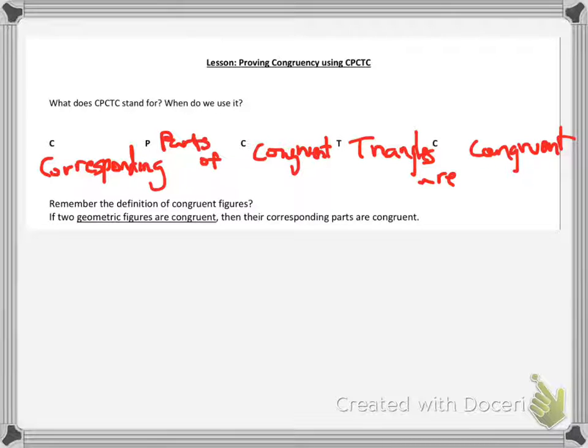And that's useful. If we can show that two triangles are congruent, then we can use that to say that a particular pair of sides or a particular pair of angles that we want to show are congruent are, because they're corresponding within the triangles that are congruent. So let's look at some examples of that.